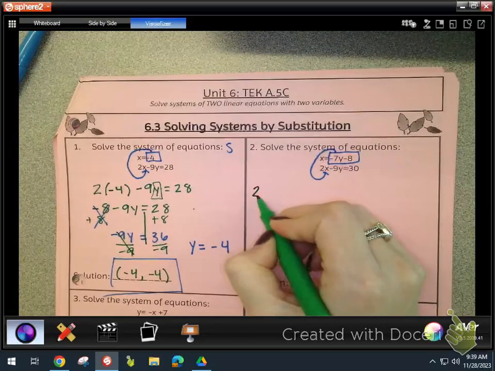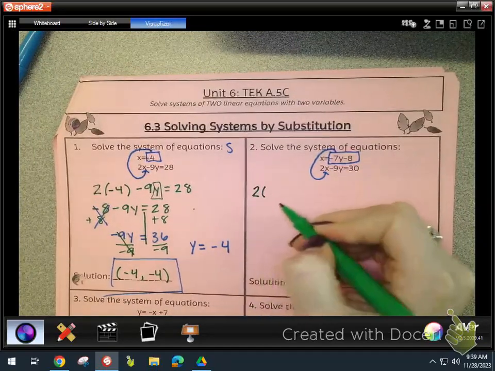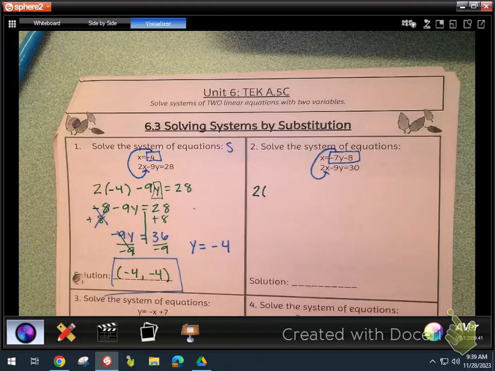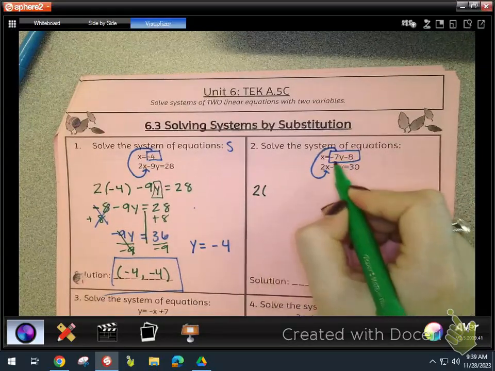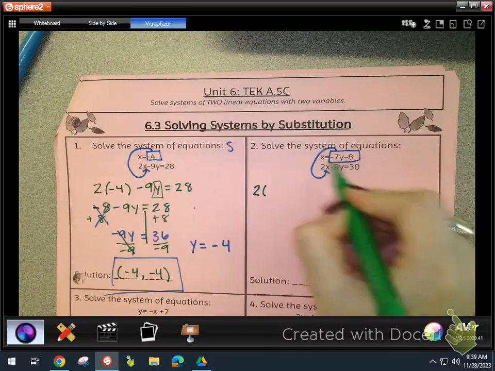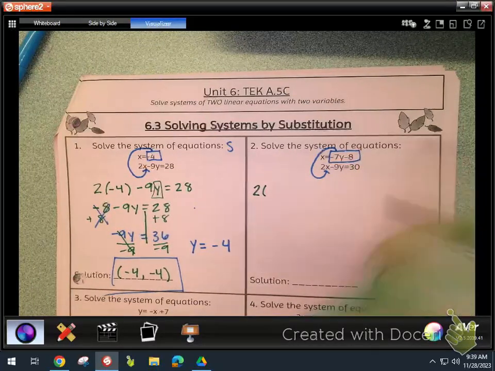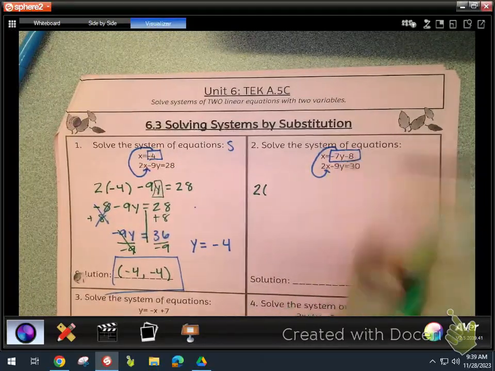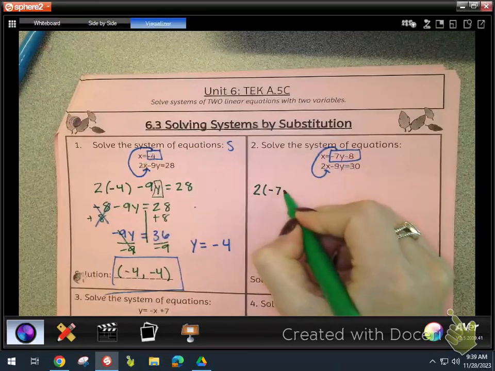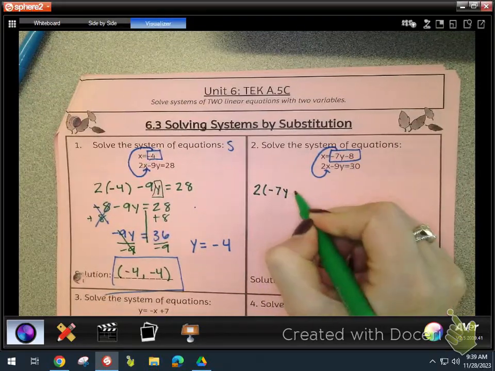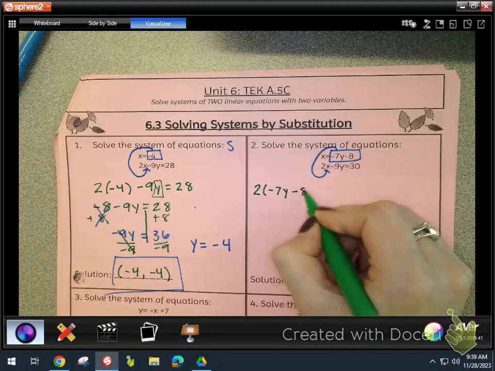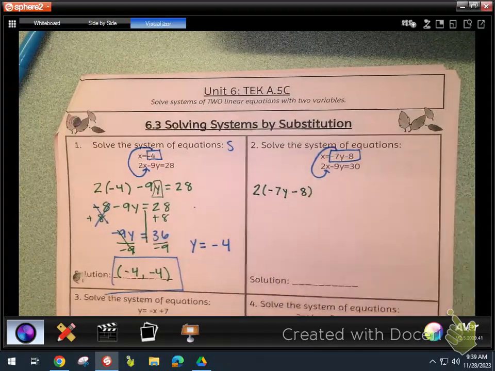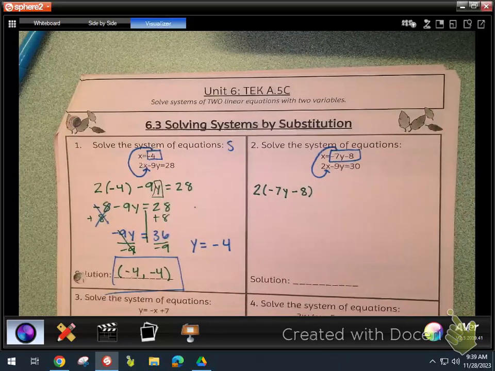So 2, no more x. Open up a parentheses. Brayden, what are we putting in for x? What's in the box? What is x equal to? 7y. Negative. It is negative. What's on your paper? It's negative 7y. Negative 7y minus 8. Okay? And so I put it in parentheses. But I have to finish the rest of that equation.